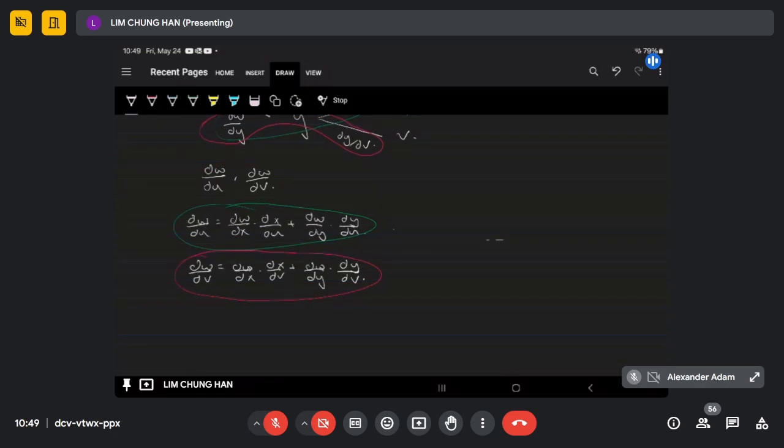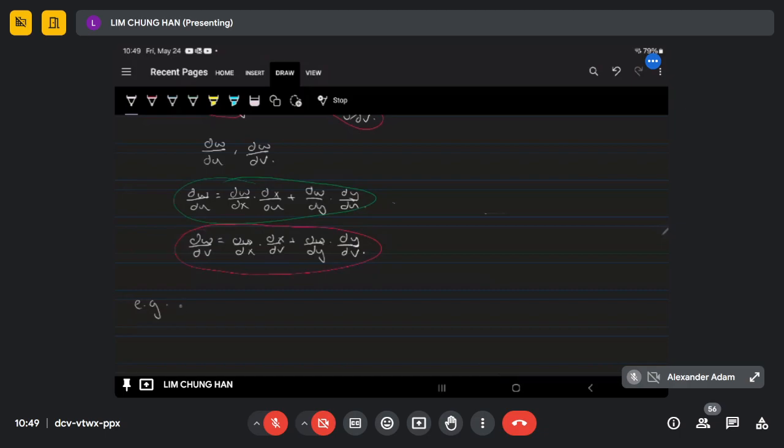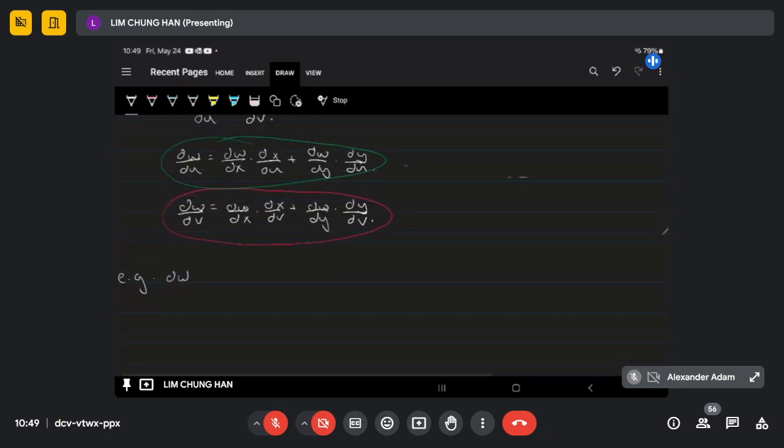So let's do an example related to this one. W is equal to x cubed plus y cubed. X is equal to u squared plus v squared. Y is equal to 2uv.